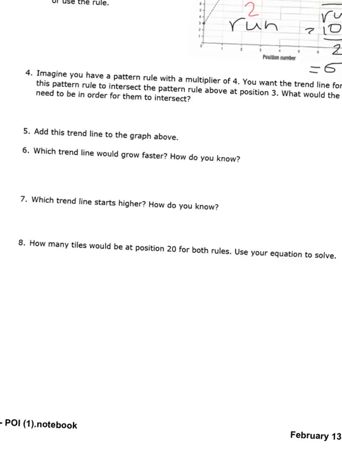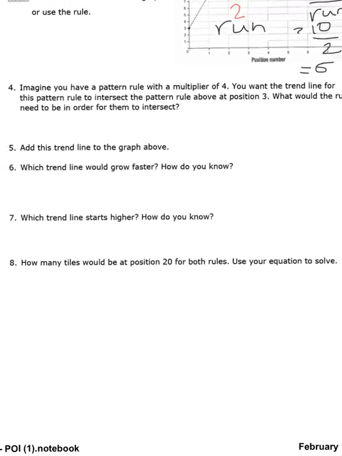Okay, so it says, imagine you have a pattern rule with a multiplier of 4. You want the trend line for this pattern rule to intersect the pattern rule above at position 3. What would the rule be in order for them to intersect? Okay, I think that for 3, 4, and 5, from 4 to 8, we are going to do this together on Friday. So please put this in your notebook. We're going to do this together.